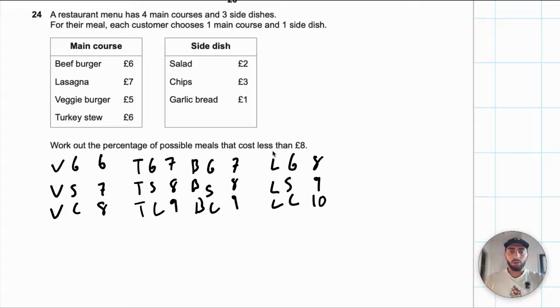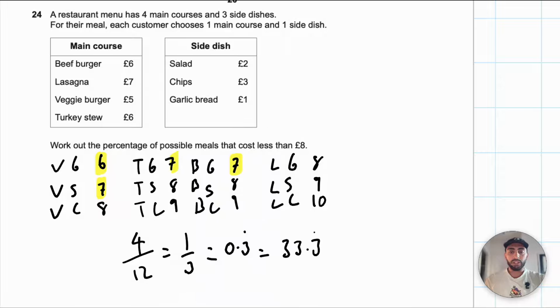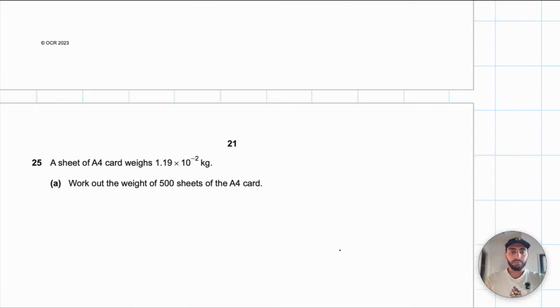Now we need to find all of the ones that are less than £8. So it needs to be less than 8, it can't be 8. So that's less than 8, that's less than 8, that one and that one. How many do we have? We have 1, 2, 3, 4 out of a possible total of 3, 6, 9, 12. So it's 4 out of 12, which is the same as 1/3. If I convert this to a decimal, that's 0.3 recurring, and because we want it as a percentage, 33.3 recurring percent.